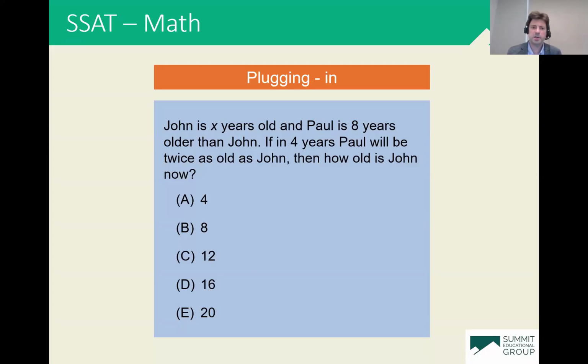If in 4 years Paul will be twice as old as John, then how old is John now? What makes this question challenging is that when the SSAT writes a question like this, what they're really expecting students to do is solve it in what I call the forward way, coming up with some kind of algebraic equation and solving it. But students don't actually need to approach it that way.